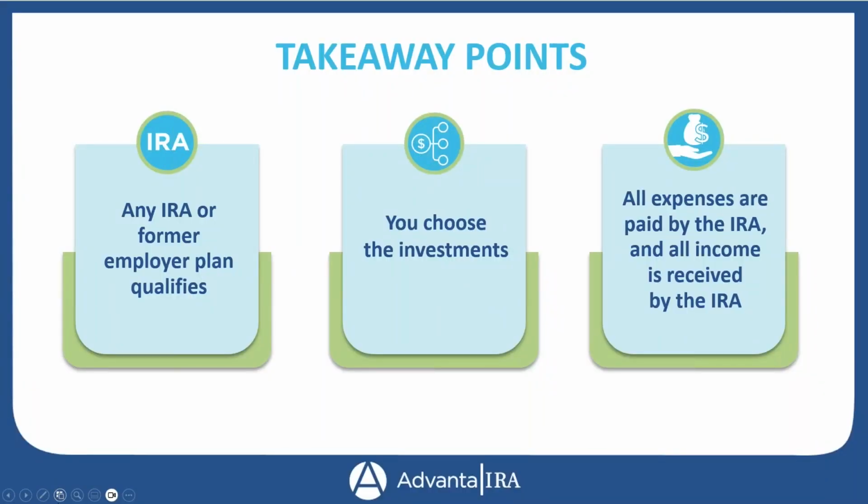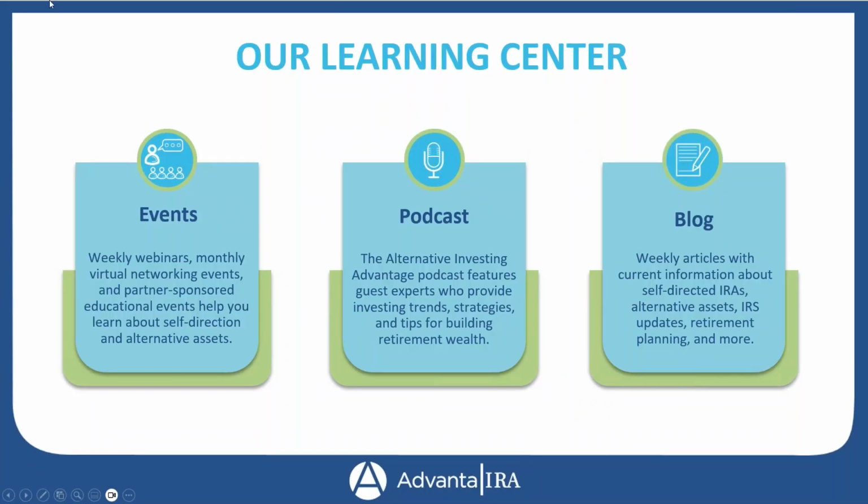So any IRA or former employer plan qualifies to be self-directed. You choose the investment, and all expenses are paid by the IRA, and any income is received by the IRA. I mentioned our webinars a few times because we do have webinars that go into more detail about different deal structures and things that pertain to self-directed IRAs. And so if you're interested in that, you can definitely check out our website and find our video library.